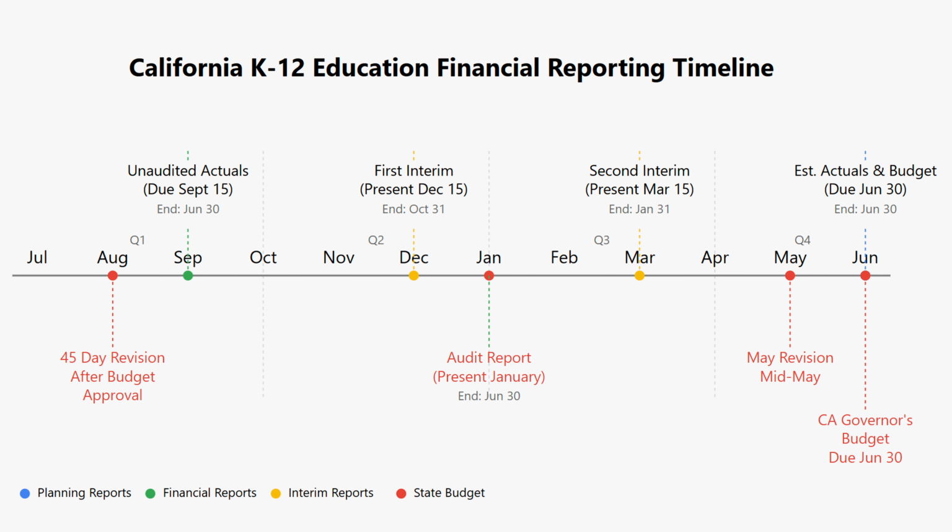Let's talk about the annual reporting cycle. Districts operate on a fiscal year from July 1st to June 30th. Throughout this cycle, there are several key reporting requirements. First, we have the adopted budget in July. This is our roadmap for the year ahead. Then we have first interim reporting in December and second interim in March. These checkpoints allow districts to adjust their projections based on actual enrollment, attendance, and any changes in state funding. Finally, we close the books with unaudited actuals in September.